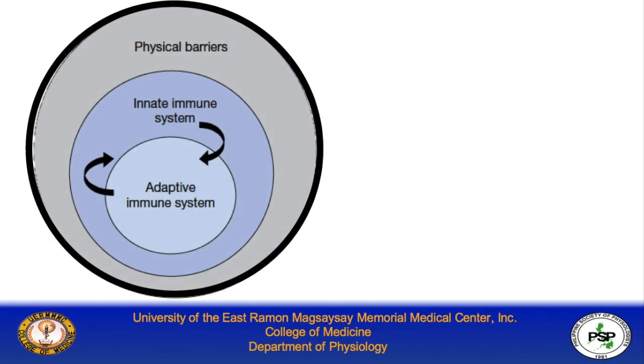Now, our immune system is like this. So we have the physical barriers, and then we have the innate immune system and the adaptive immune system. We will differentiate this as we go along.